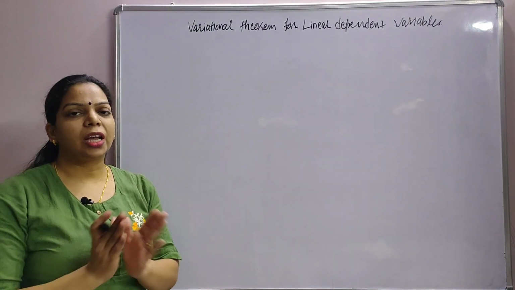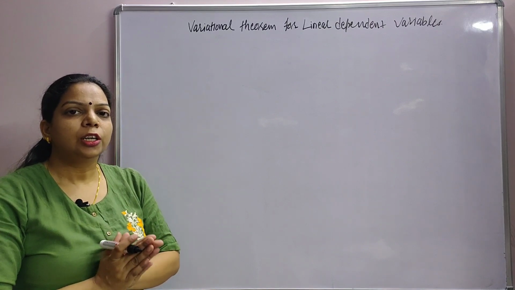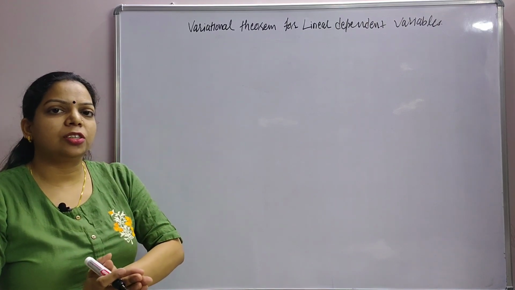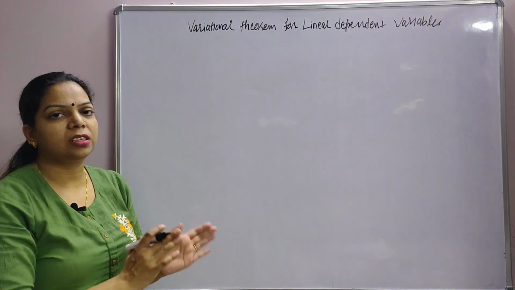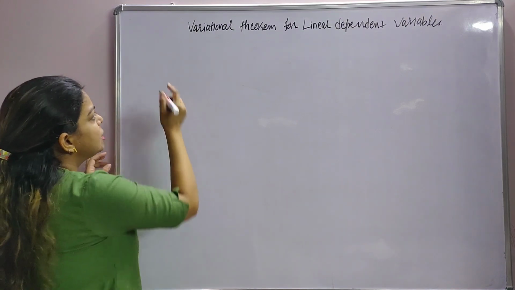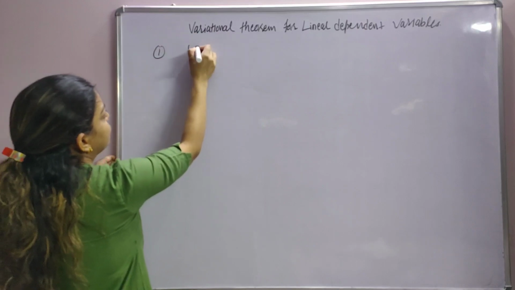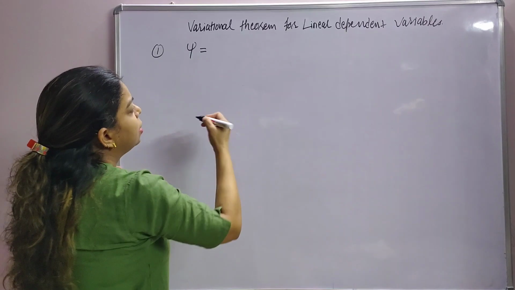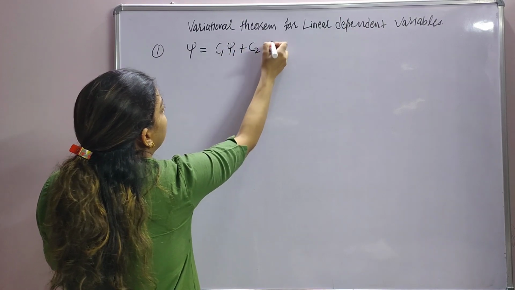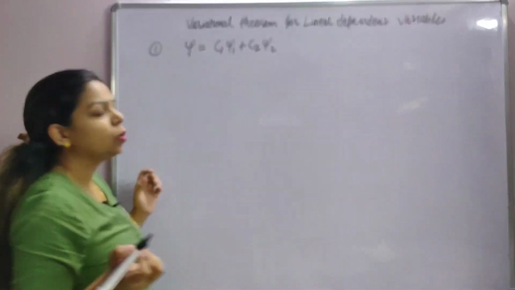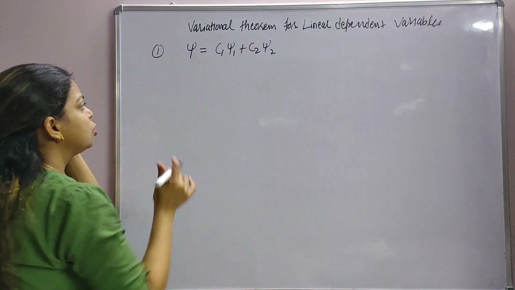So let us derive a general expression for the average energy through the variational theorem for any system, which we can apply for any system. The first step is to consider a wave function. I am assuming it a linear function, let's say C1 psi1 plus C2 psi2. So this is the function I have assumed.